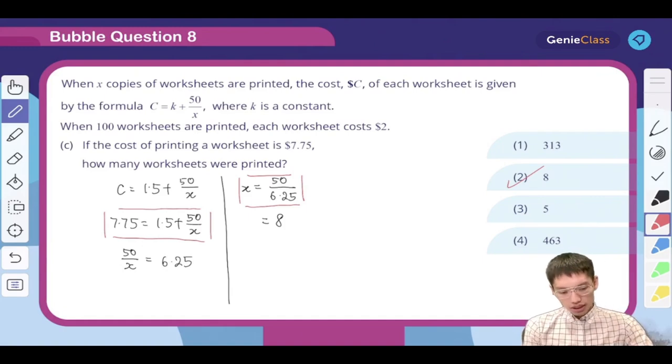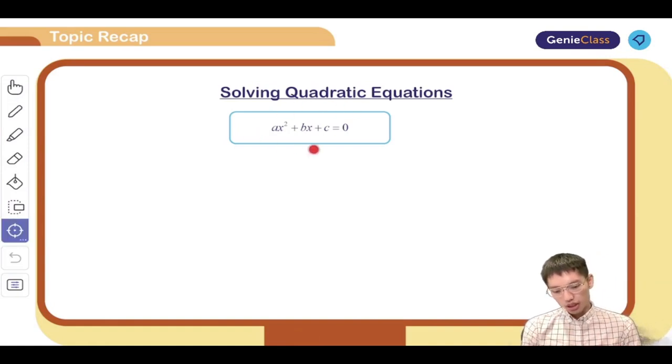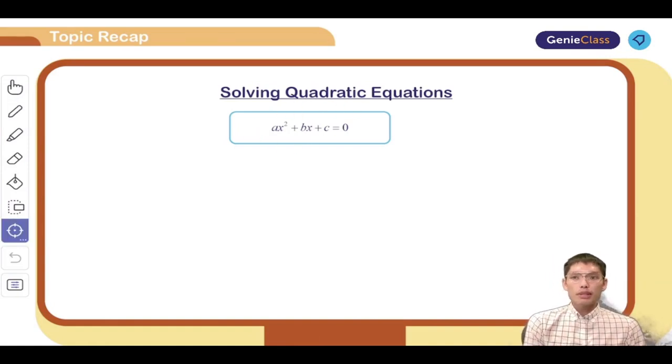Now moving on to the next one, solving quadratic equations. So recall, what is a quadratic equation? It is always going to be of this form: ax squared + bx + c = 0. If there's no equal sign, it's not an equation anymore. It's an expression. So let's take note.